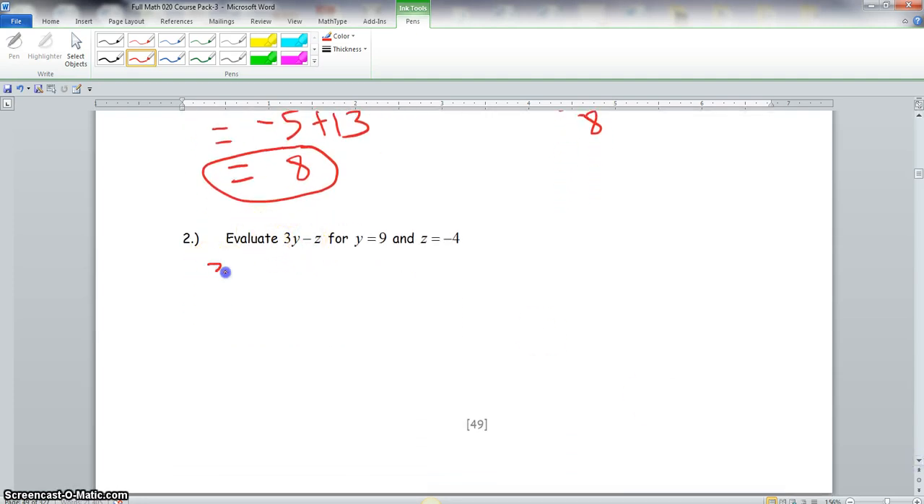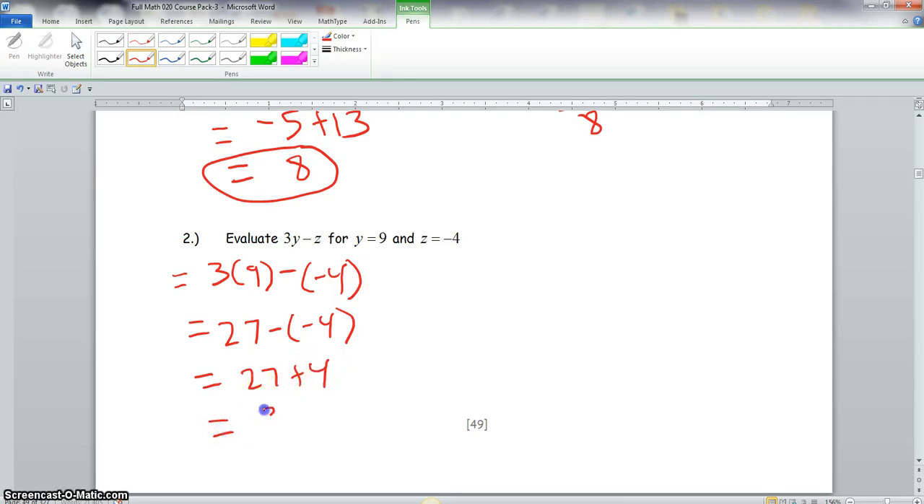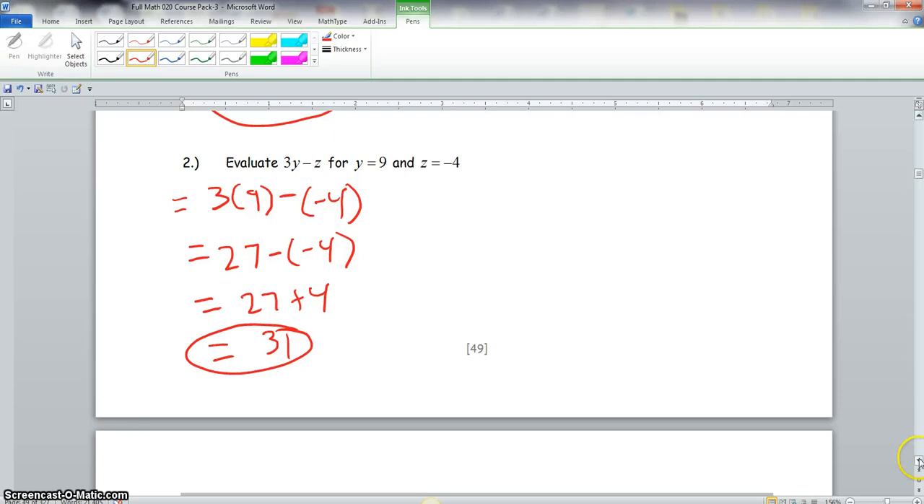Now we go here to number 2. Number 2, we're going to substitute. Y is 9, and z is -4. Now again, you see whenever I substitute, I put these values in parentheses. So we will have 3 times 9, which is 27, minus a -4. We follow the order of operations. We can't do anything with these parentheses, so we have multiplication and subtraction. 3 times 9 is 27, and we bring down our minus a -4. So this will give us 27, minus a -4 will give us +4. 27 plus 4 is 31. Now again, our answer ended up being 31.